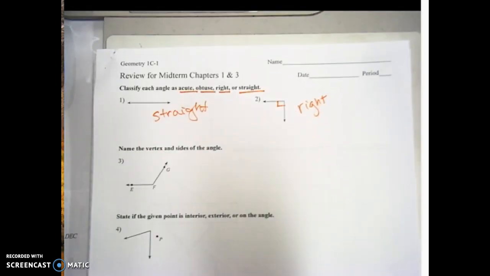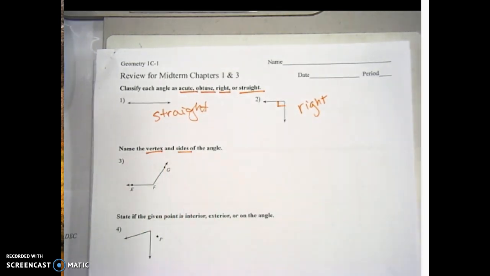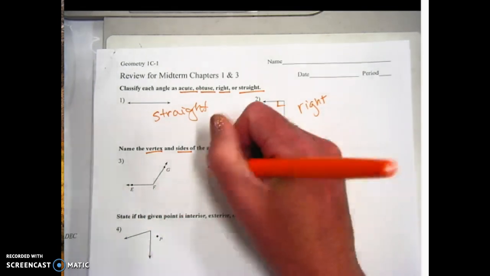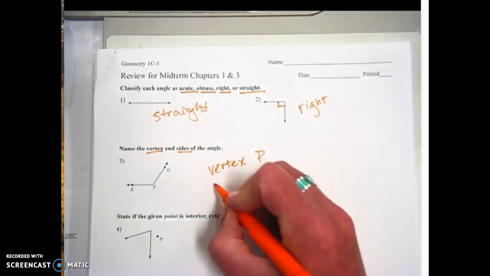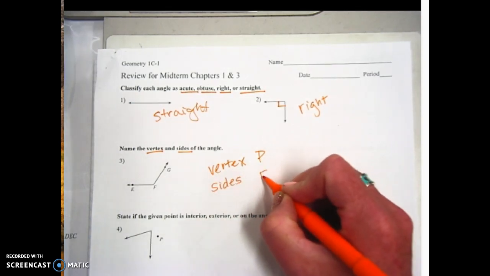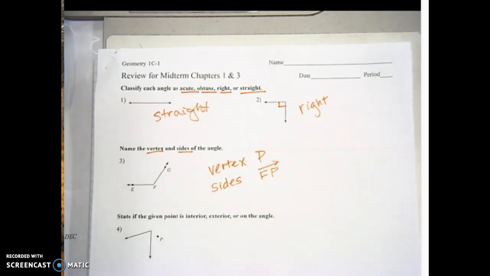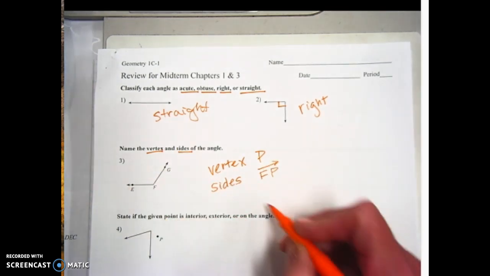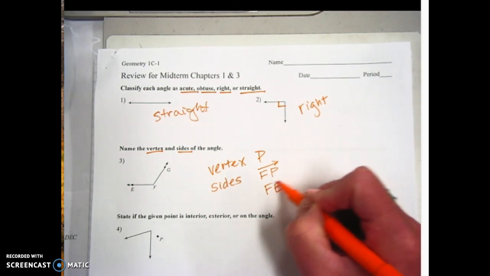Number 3 says, name the vertex and the sides of the angle. So the vertex is point P, and the sides are 2 rays. So rays start with the vertex and continue on through each of the points going in each direction. So one of the rays is FP and one of the rays is FE.